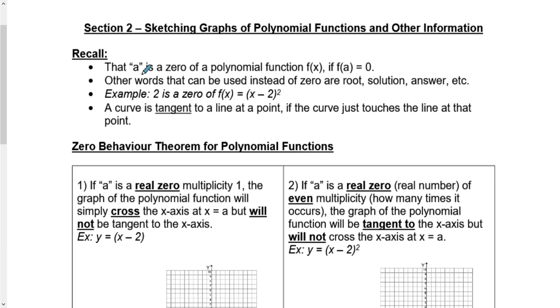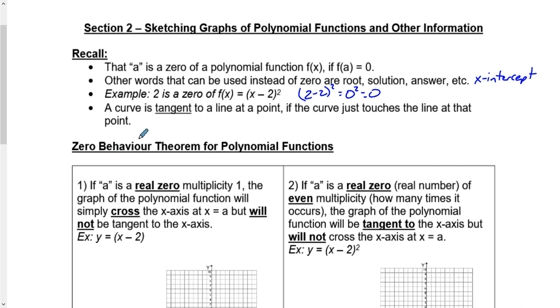One thing is that a number is a zero of a polynomial if you plug the number in and it equals 0. Other words that can be used for 0 are root, solution, answer, x-intercept. So for example, 2 is a 0 of the function (x − 2)². If you plug 2 in, 2 subtract 2 is 0, and 0 squared is 0. So that's a 0, which means it's a root, solution, answer, an x-intercept.